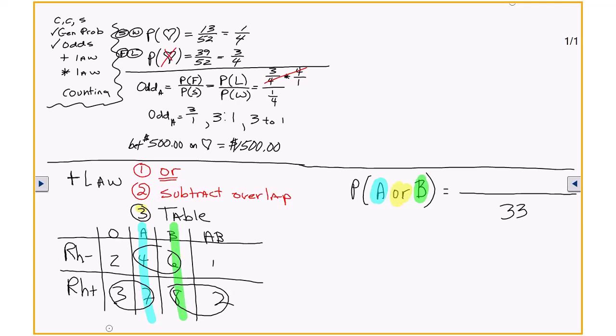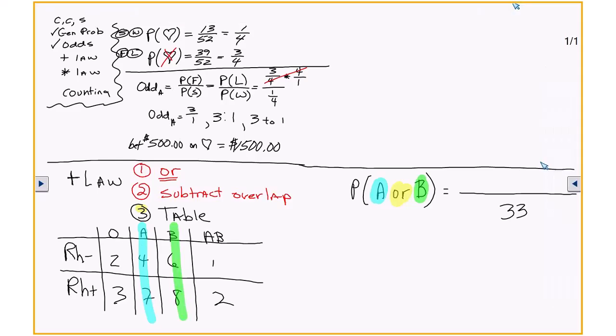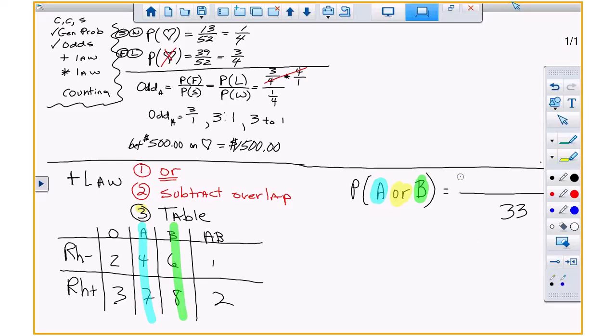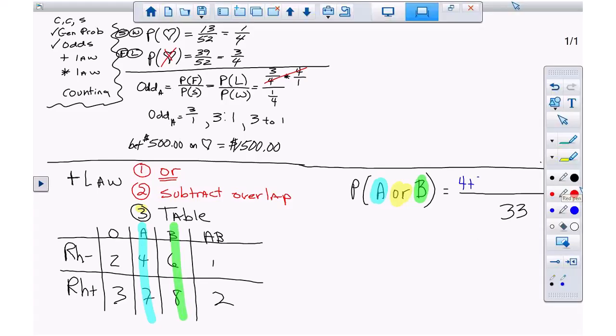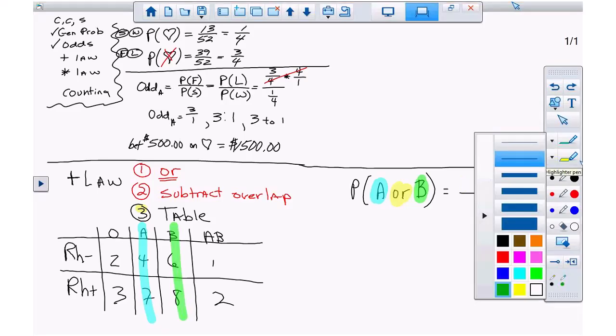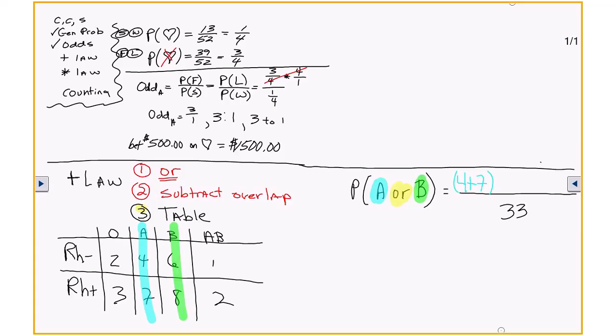But anyway, 33. Now, I'm going to go backwards a little bit. I want to add up my blues. So I'm going to take my blue and add up 4 plus 7. Well, let's make it another blue because that doesn't coordinate. I need a poster. 4 plus 7.